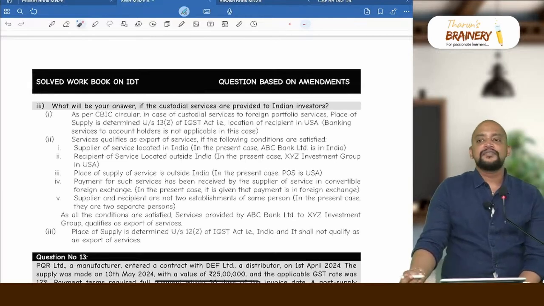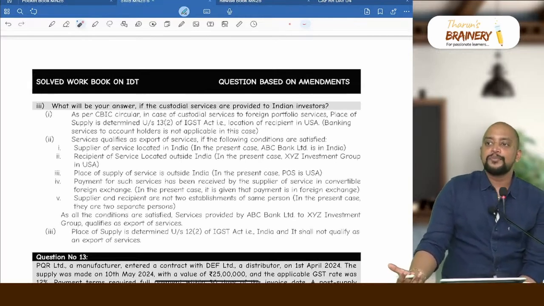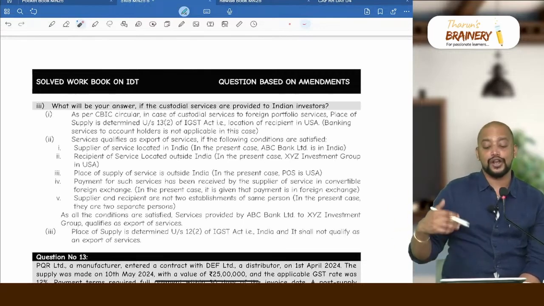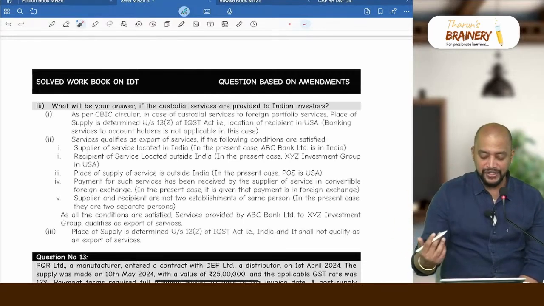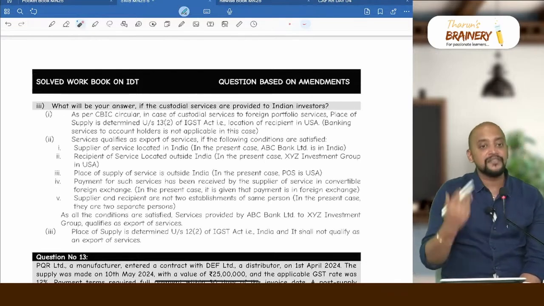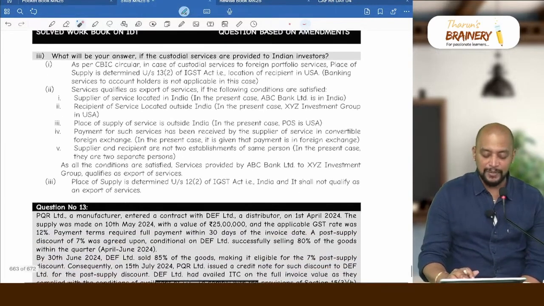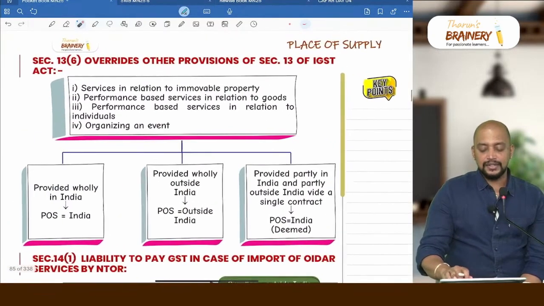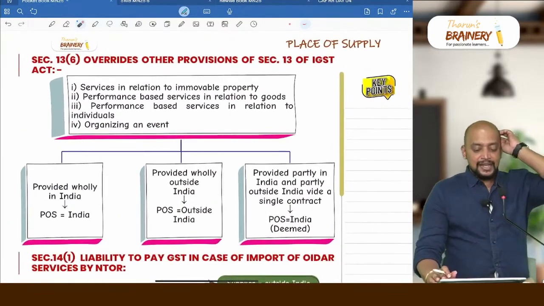Then anyhow, we need to take general provisions only, because the confusion is only in case of section 13. For banking service to account holders we have a different provision, but when it is banking service to Indian people, we don't have any specific provision. By default it will be general provision. Then that is this. Next, look into the next page.